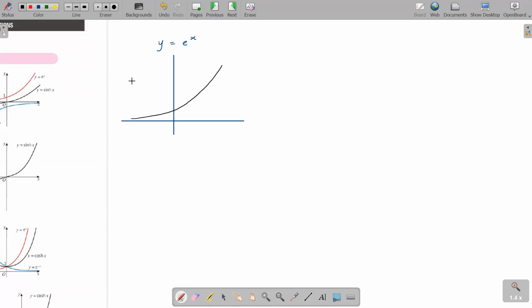Do you recall? It cuts the y-axis at 1. And if you recall, the x-axis is an asymptote. Right, guys? So this is the basic function of e to the power x. Okay, next I want you to also remember e to the power minus x. Do you recall how this particular graph is drawn? It's quite similar except that all the x values are now negative. So the graph is inverted, right? You get the graph on the other side, a reflection in the y-axis. Right, guys?